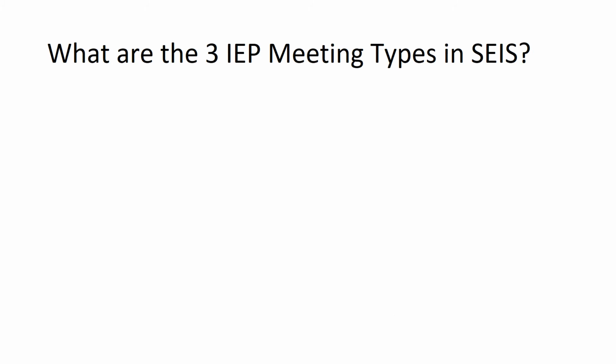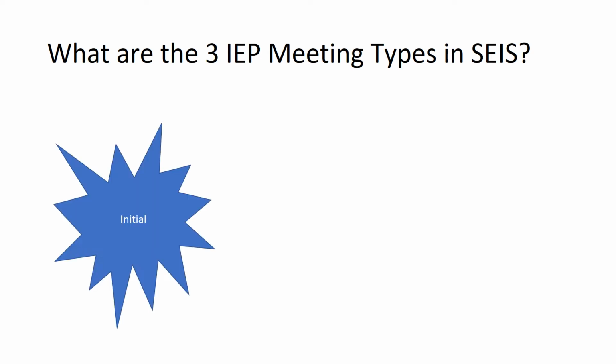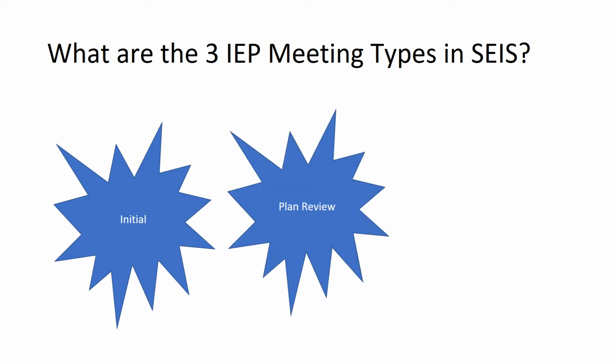The basic document in SEIS is an IEP. Ideally, there is only one IEP per year. There are 3 allowable types of IEPs in SEIS. The initial IEP is when a student first qualifies for special education. When an initial IEP is completed, the dates for the next plan review and the next eligibility evaluation are calculated. The plan review IEP must be held every year to develop new goals, report on progress, etc.